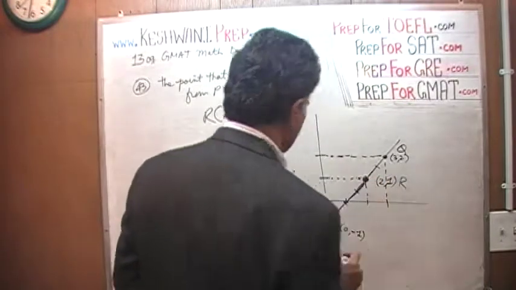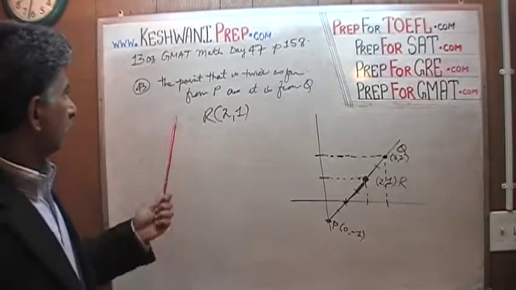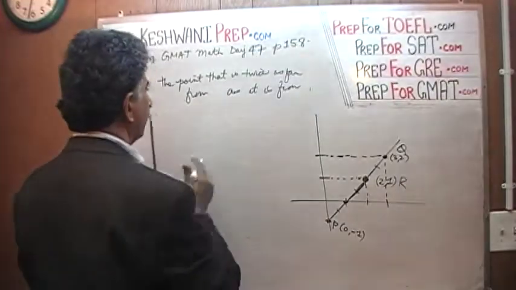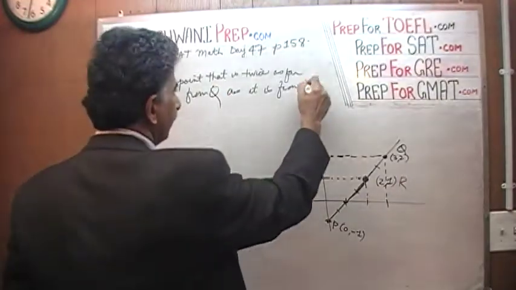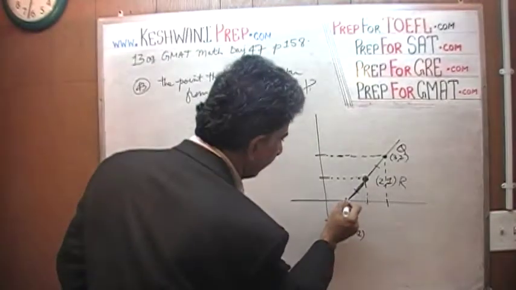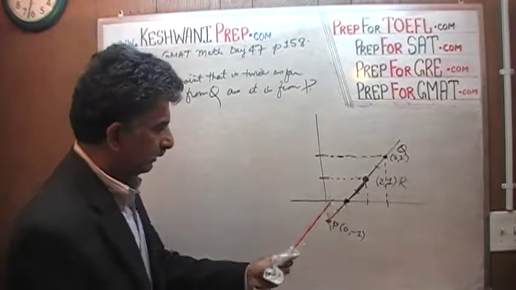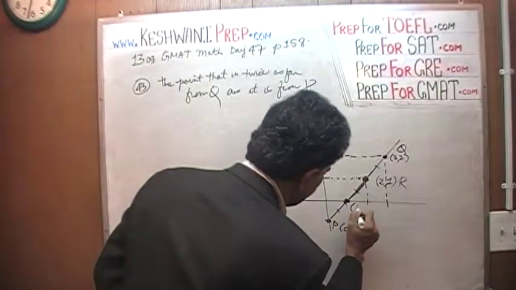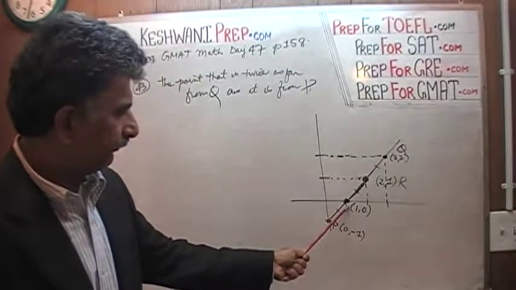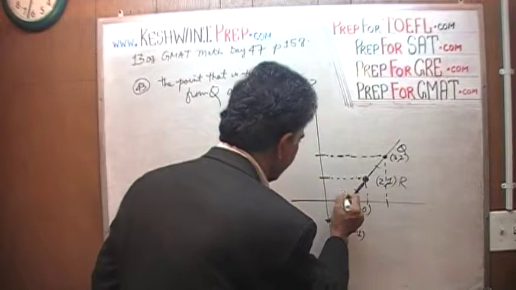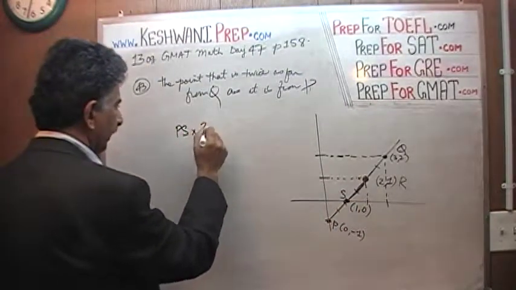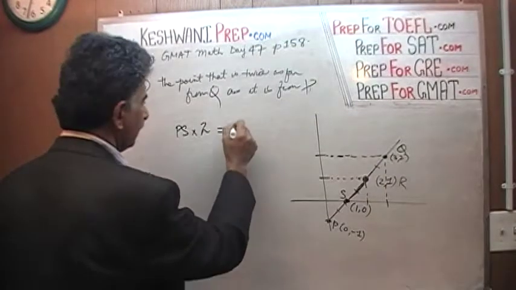if they asked you for the point that is twice as far from Q as it is from P? That point would have been right here, (1, 0). We have P, Q, R, so let's call it S. P to S, 2 times that amount is the same as Q to S.